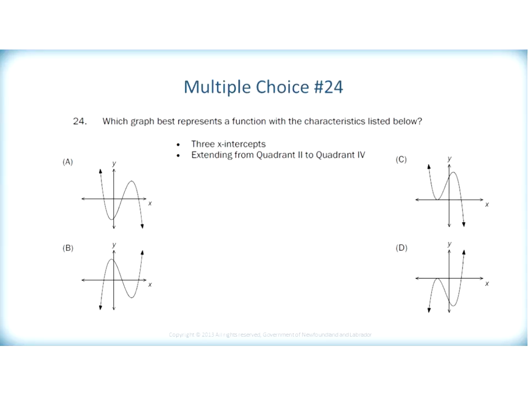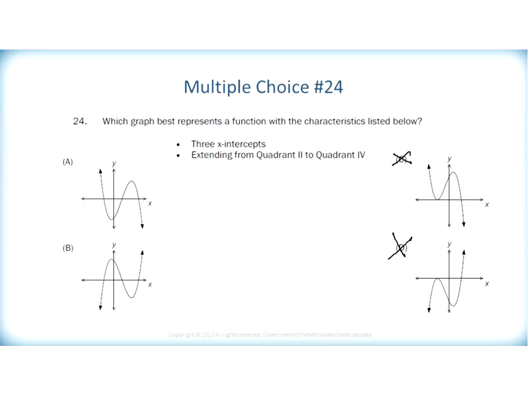Which graph best represents the function with the characteristics listed below? It has to have 3 x-intercepts, so let's first see if that can cancel anything for us. Here we have 1, 2, 3 x-intercepts. In graph B we have 1, 2, 3 x-intercepts. In graph C we have 1, 2, and in graph D we have 1 and 2, and so C and D we can cancel out as they only have 2 x-intercepts.